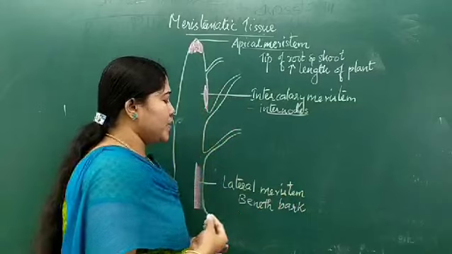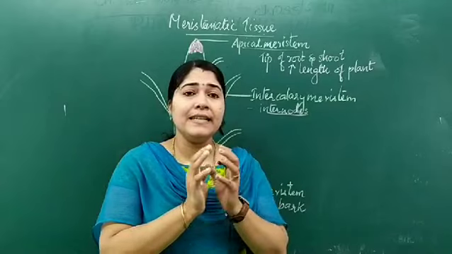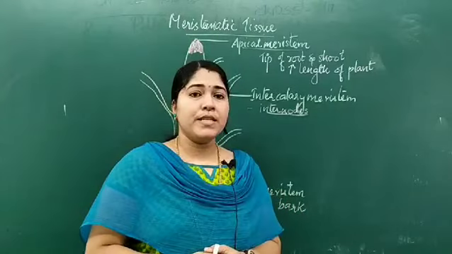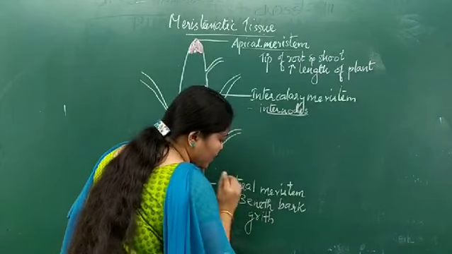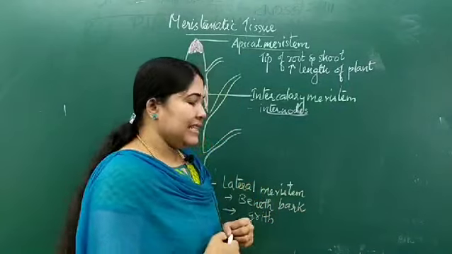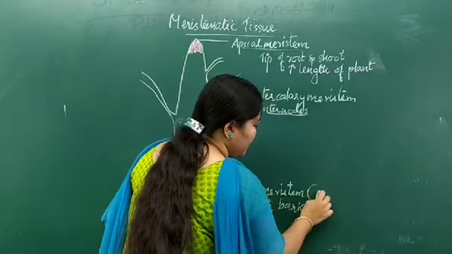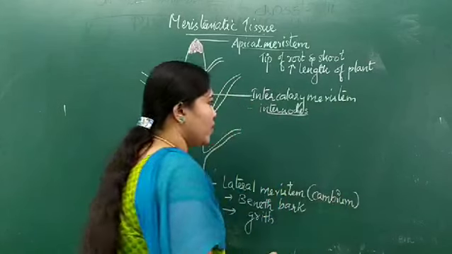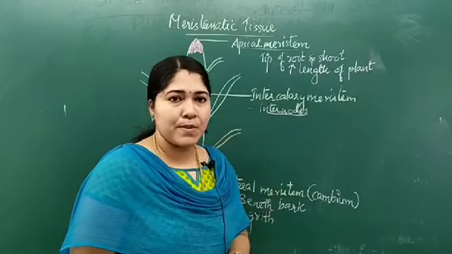What is the function of this lateral meristem? This lateral meristem helps in increasing the girth of the plant. Girth means what? Thickness of the plant. So lateral meristem helps in increasing the girth, or width, of the plant. The thickness of the plant is increased by whom? Lateral meristem. And this lateral meristem is also known as cambium. Clear, students? So, these are the three types of meristem.